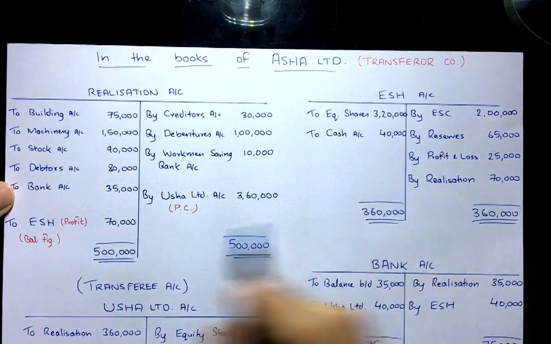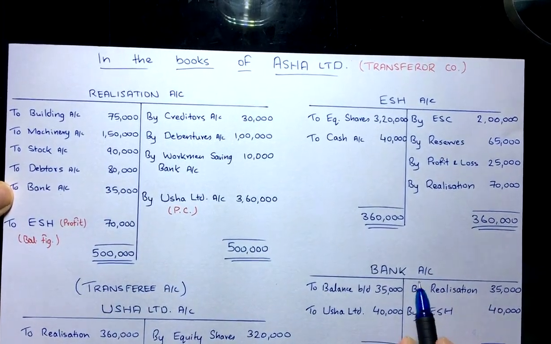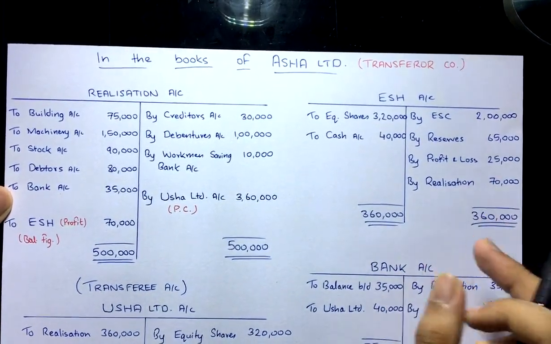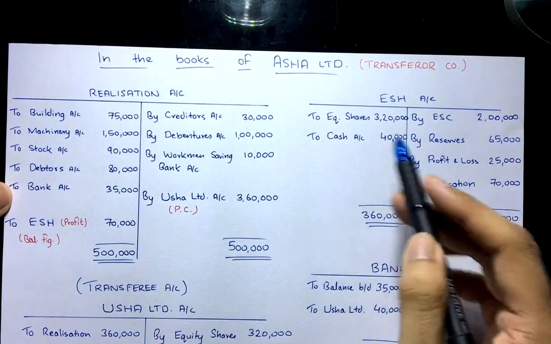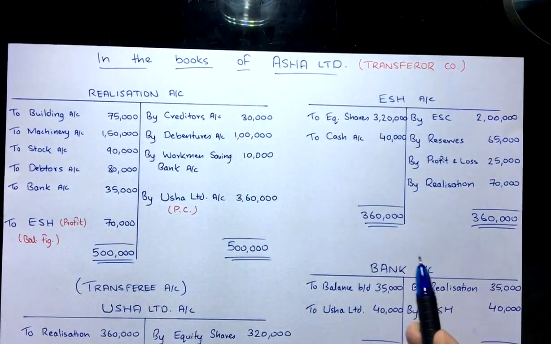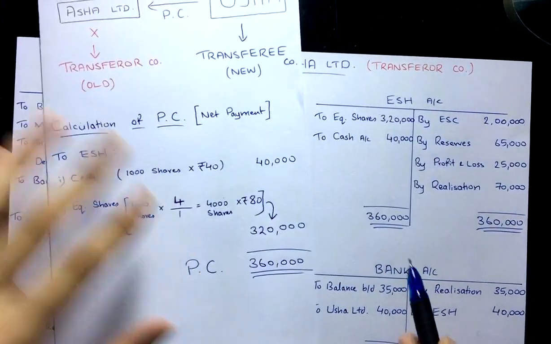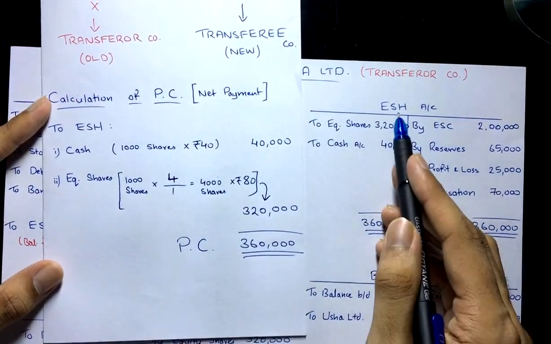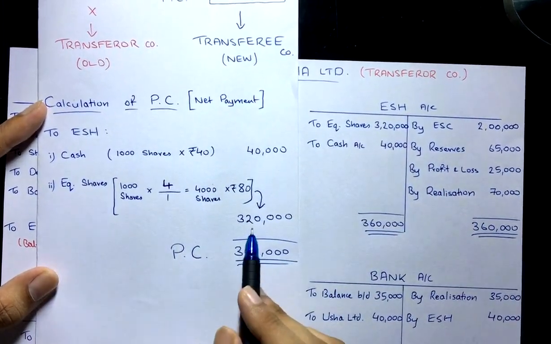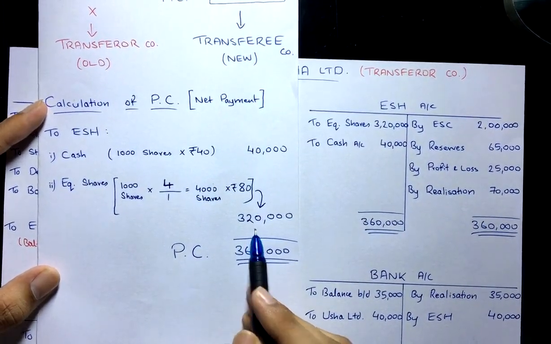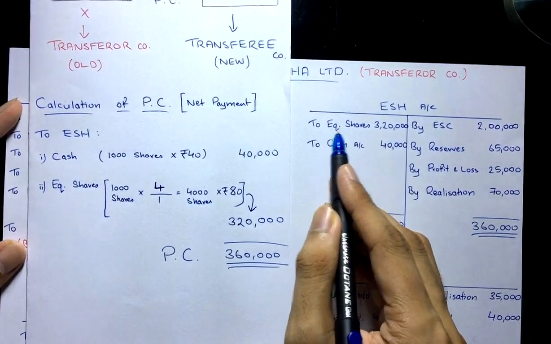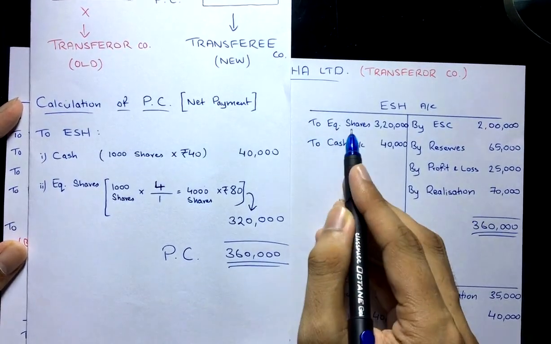Simple. Yes. And then what you have to do? You need to take what payment has been done to the equity shareholder in the purchase consideration. Yes, let's take that purchase consideration calculation. See here, equity shareholders got equity shares of 3,20,000. So you have to take that, 2 equity shares of the Transferee Company.